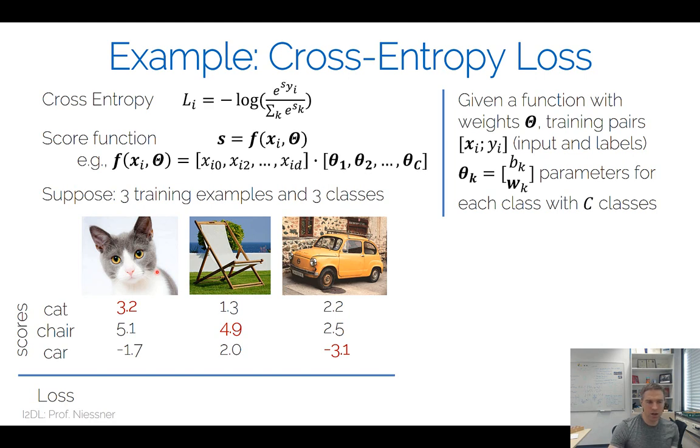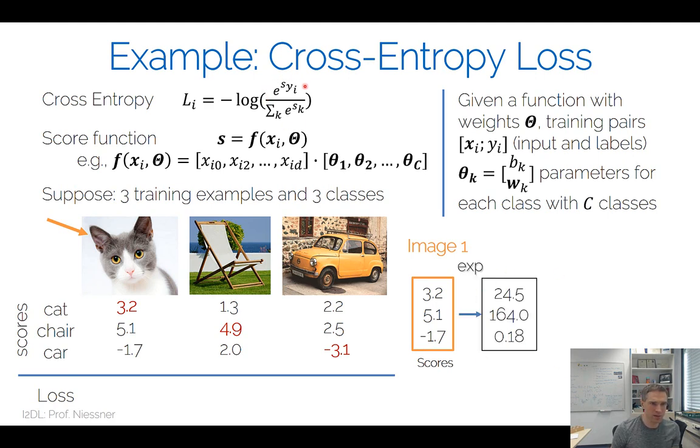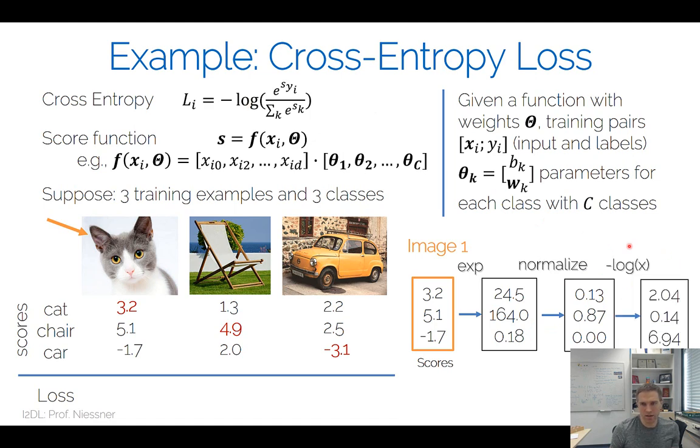For the first training sample, we take our scores for this cute cat and we're feeding them into this function here. So we are computing e to the power of 3.2, and then we're dividing it by the sum of e to the power of 3.2 plus e to the power of 5.1 plus e to the power of minus 1.7. And we are splitting this up into a compute graph right now. We're first taking this exponent, which is this part at the top, so that's e to the power of the respective scores. Then we're normalizing it, dividing by the sum, and this is what we're getting. And then we're taking the negative logarithm, and this is what we're getting here as an output.